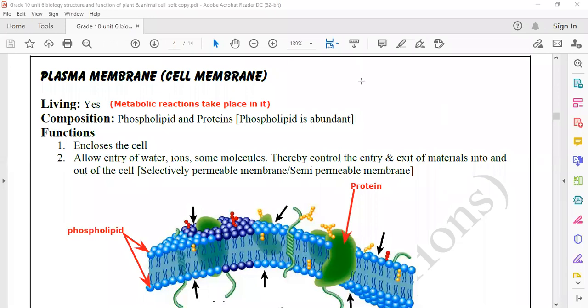And now, what can this plasma membrane do? Plasma membrane is covering outside the cytoplasm. Now, in your school, is there a gatekeeper? All the schools have. Yes. So, what is the role of this gatekeeper?